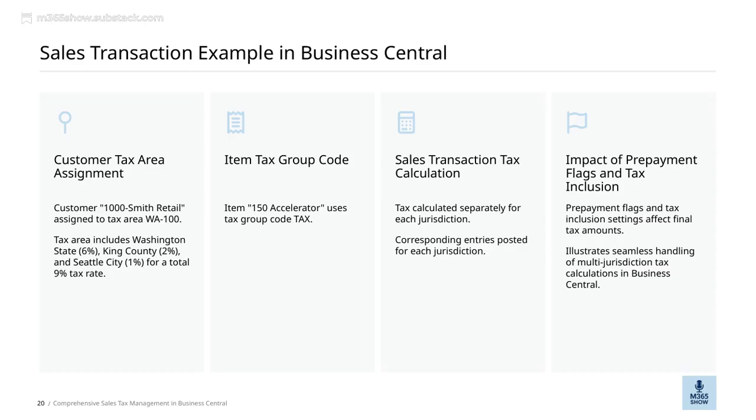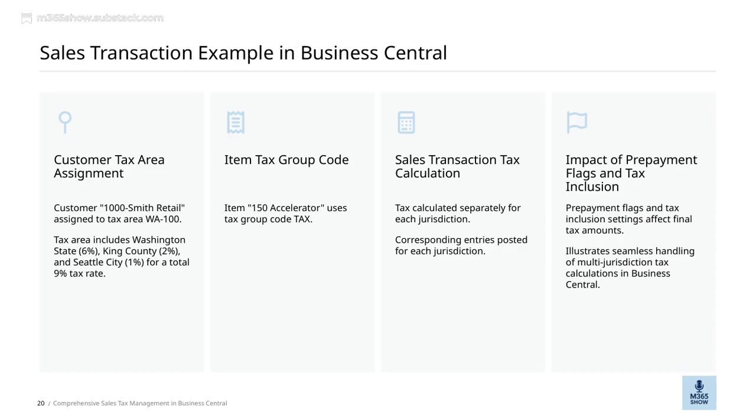Let's take a closer look at an example of a sales transaction. The item, 150 Accelerator, uses a tax group code labeled tax. This code tells the system which tax rules to apply. In this case, the customer 1000 Smith Retail is assigned to the tax area WA 100. This area includes Washington State at a 6% rate, King County at 2%, and Seattle City at 1%. When all these are combined, the total tax rate for this customer is 9%.